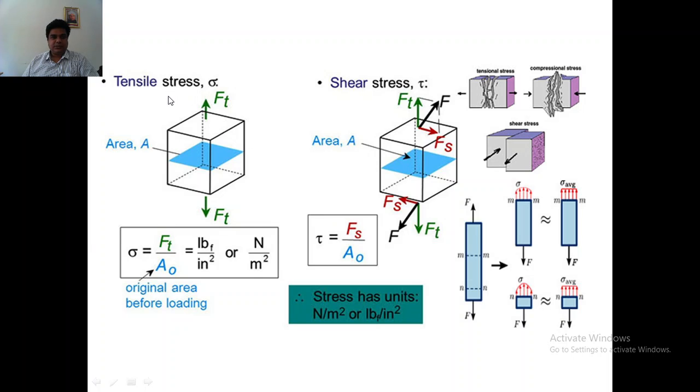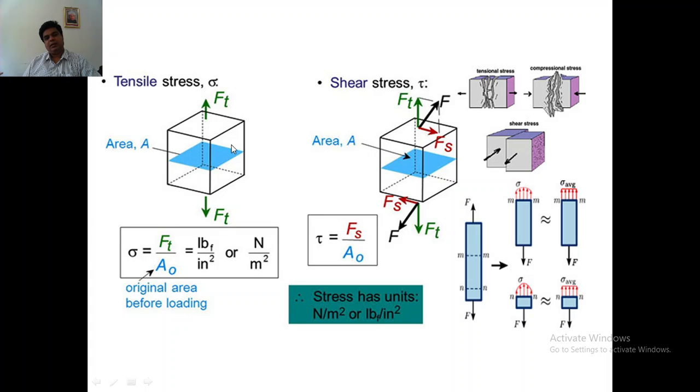So here you can see the stress, and this is particularly tensile stress. We have taken an object, a material, a structure, and this is the cross section of that material. It's a square cross section. You can see it is shaded with a blue color. So this is the cross section of the material, the cross sectional area of that material.